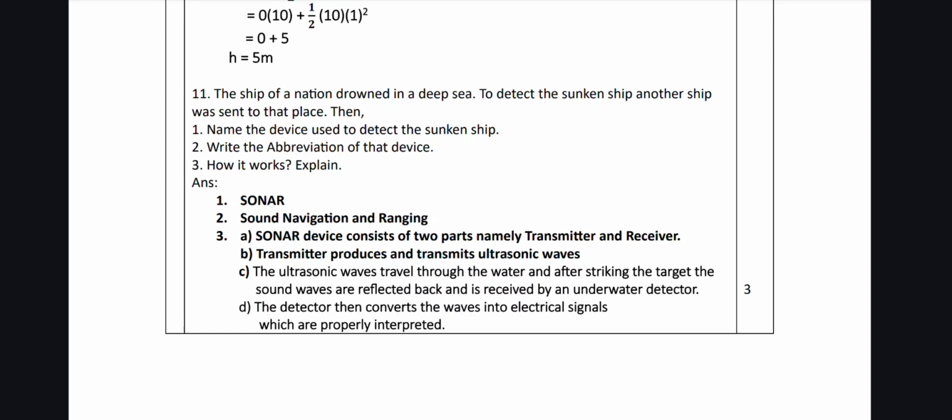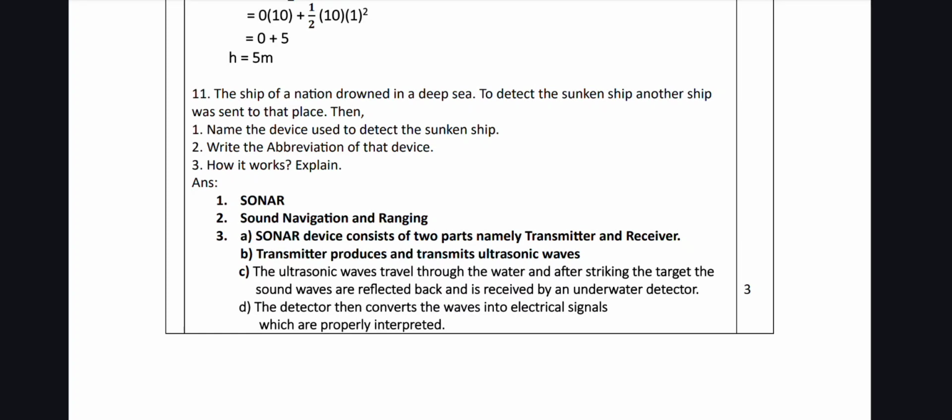So what is the device? Name of the device? Sonar. SONAR. Write the abbreviation of the device. Sound Navigation and Ranging is the abbreviation. ಎಕ್ಸ್‌ಪಾಂಡ್ ಮಾಡಬೇಕಂದ್ರೆ ಏನು ಅನ್ನೋದೇ abbreviation ಅನ್ನೋ word ನ ಅರ್ಥ. So how it works, explain.